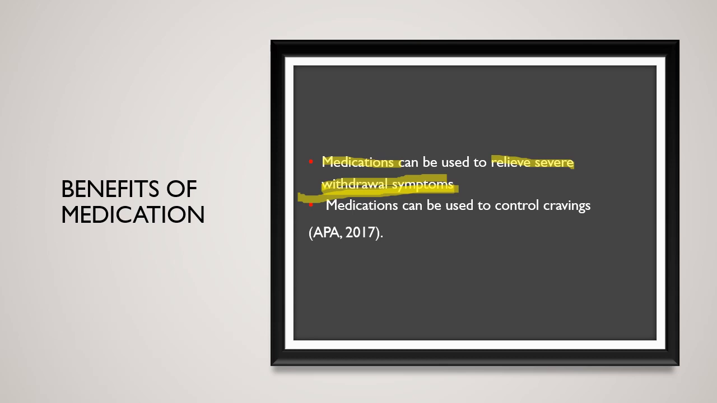And just to reiterate, some of the medications can be given to control cravings. These medications are usually similar to what we were talking about with the withdrawal symptoms, usually designed for a specific substance. And this can prevent the addict from experiencing cravings. And in a previous lecture, we looked at cravings, and if you recall, cravings are the intense desire to use the substance.